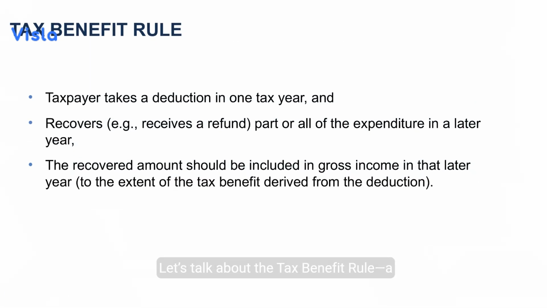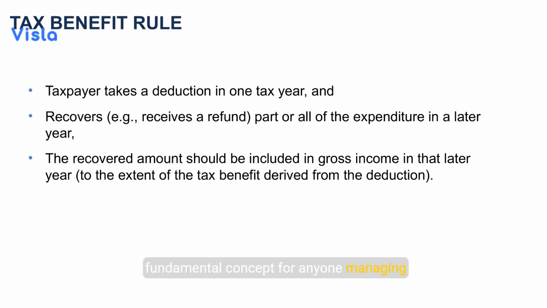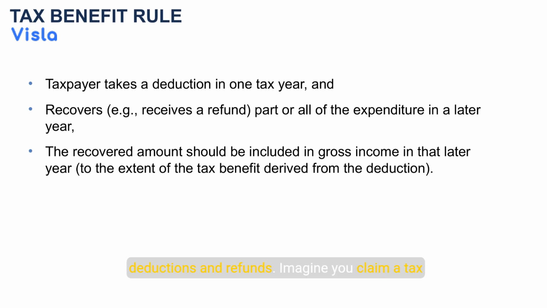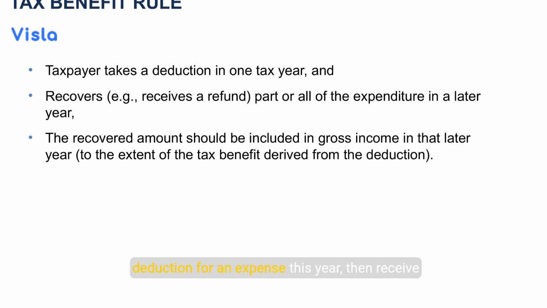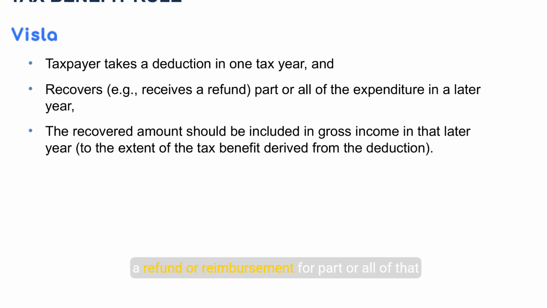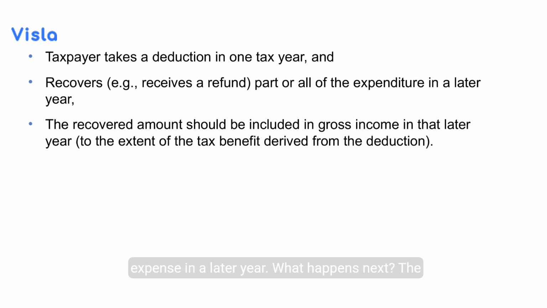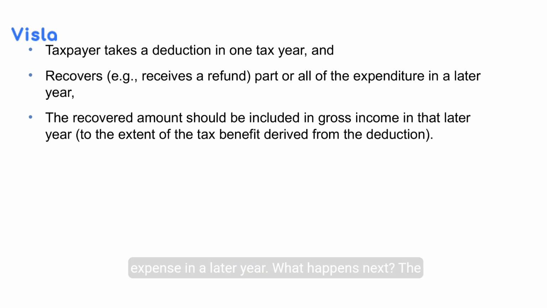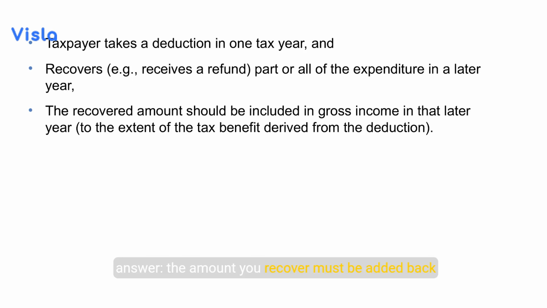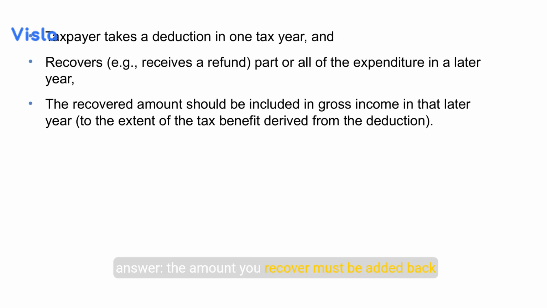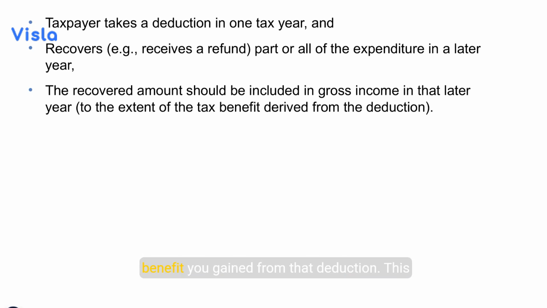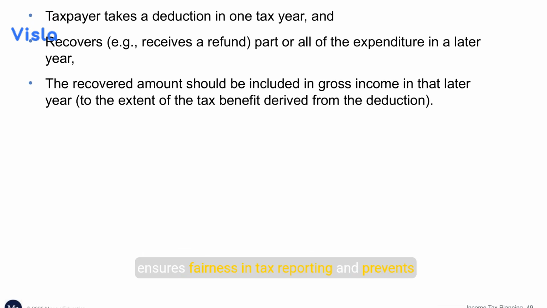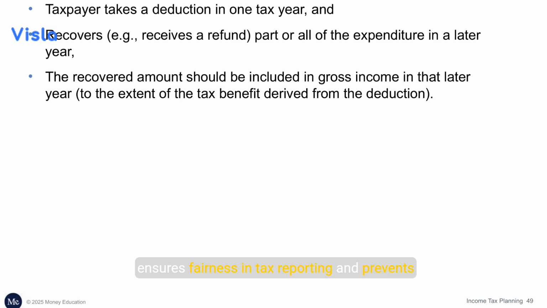Let's talk about the tax benefit rule, a fundamental concept for anyone managing deductions and refunds. Imagine you claim a tax deduction for an expense this year, then receive a refund or reimbursement for part or all of that expense in a later year. What happens next? The answer: the amount you recover must be added back into your gross income, but only up to the benefit you gained from that deduction. This ensures fairness in tax reporting and prevents double dipping.